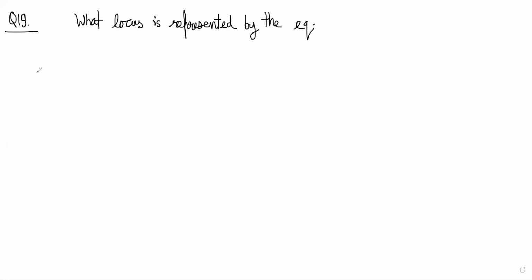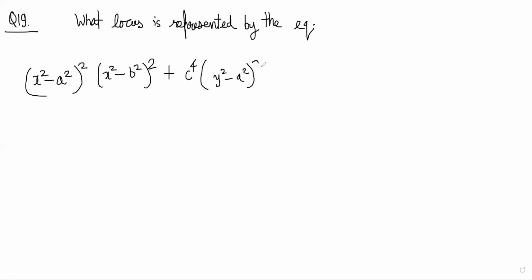Let's look at question number 19. Question number 19 is asking us what locus is represented by the equation: x square minus a square whole square, x square minus b square whole square, plus c power 4 y square minus a square whole square is equal to 0. So what does this equation basically represent?